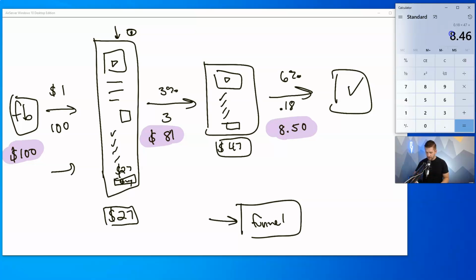What I really want to know is what's going in, $100, and what's coming out. So to figure that out, it's again just the $8.50 plus the $81. I had $89.50 coming out. So that's very close to being profitable, right?